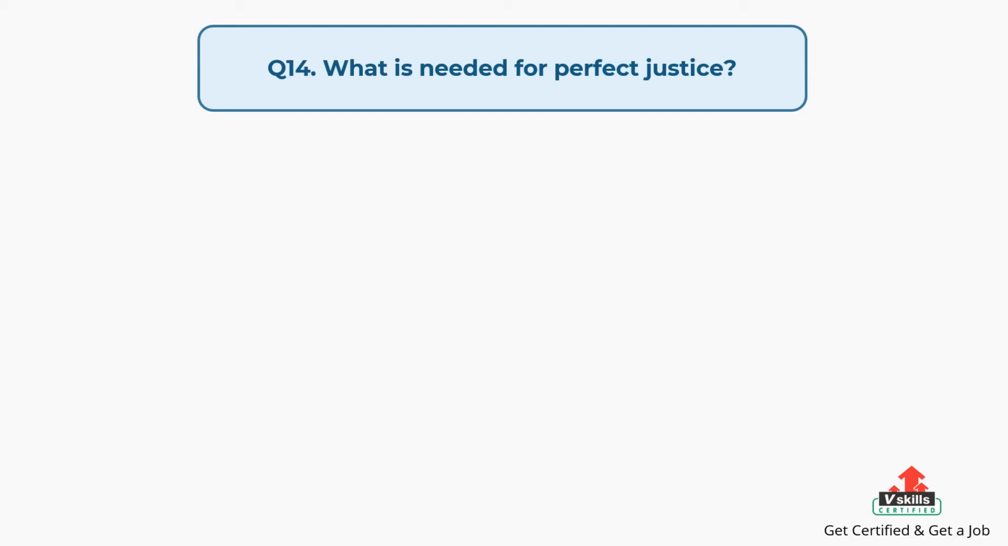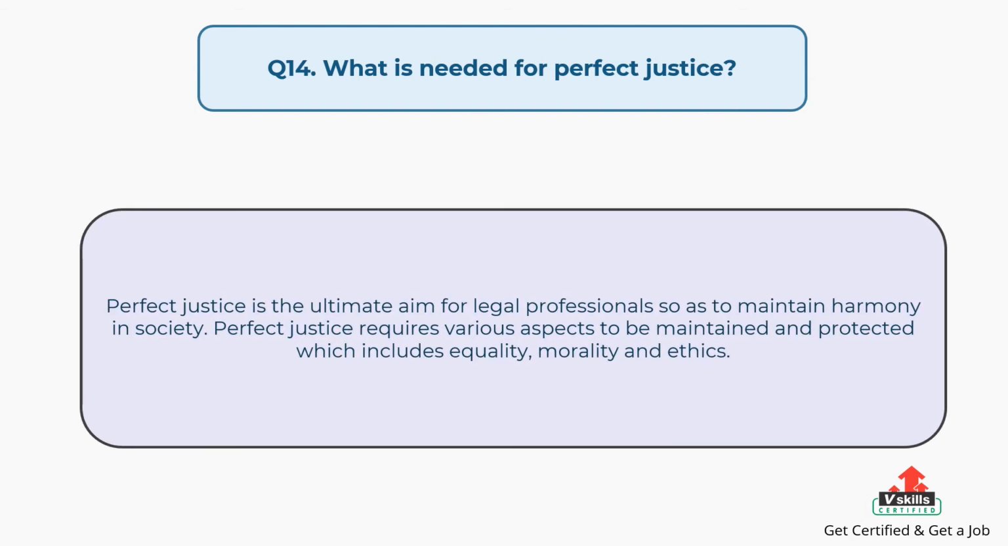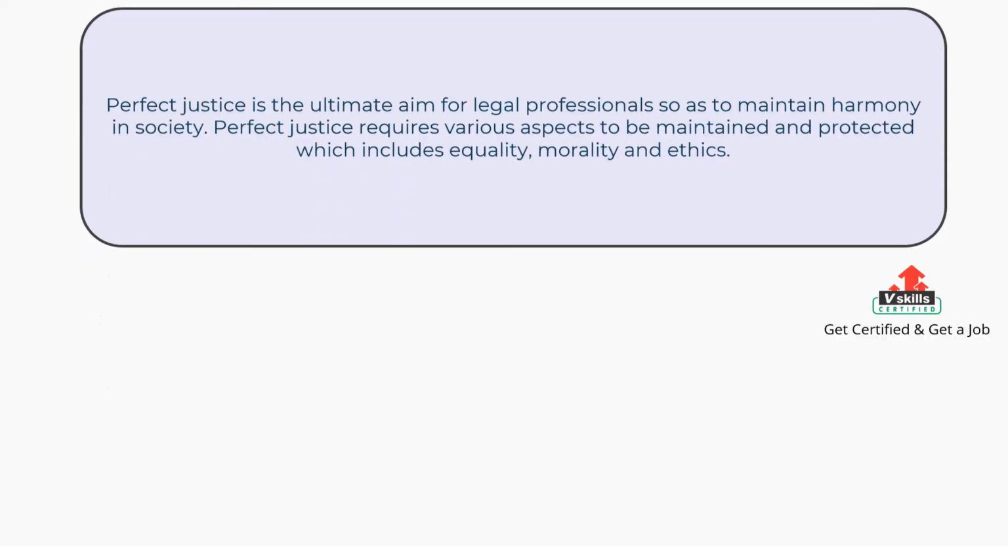The answer is: perfect justice is the ultimate aim for legal professionals so as to maintain harmony in society. Perfect justice requires various aspects to be maintained and protected, which includes equality, morality and ethics.